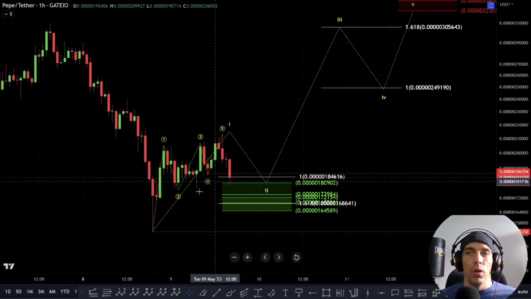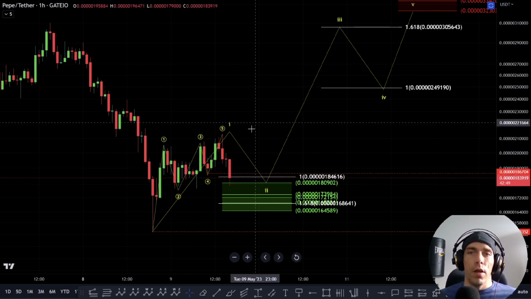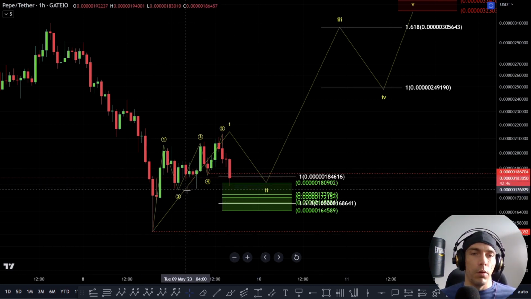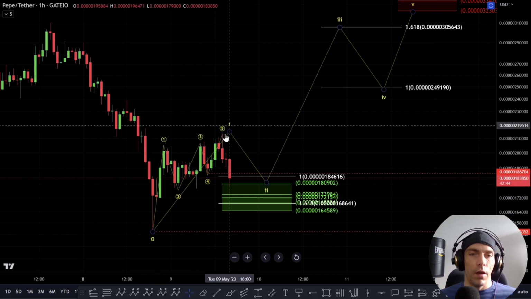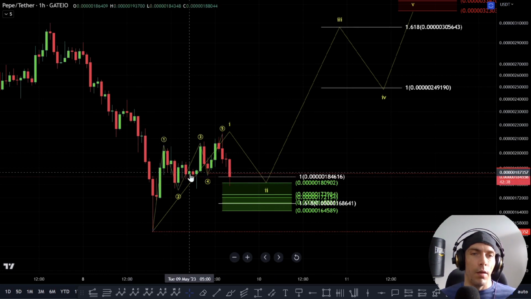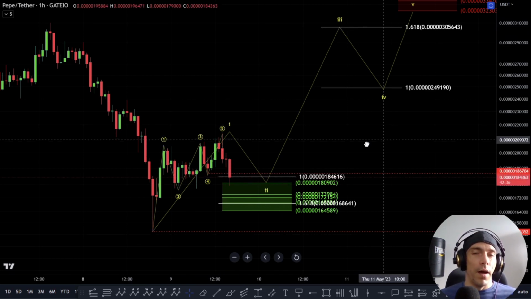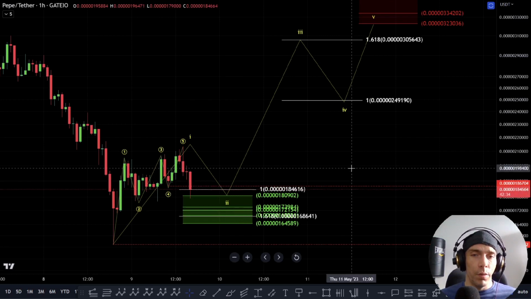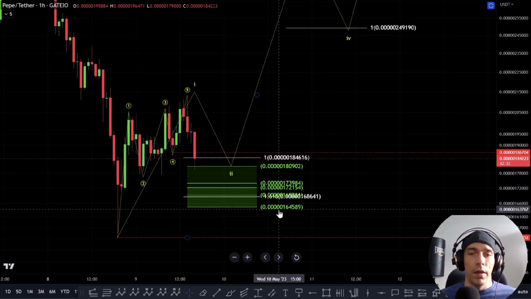Obviously, we need to be careful within these sorts of moves because these coins, particularly these smaller caps, will really move. And what we could actually have, where I'm counting this as a diagonal here, is it could even be 1, 2, and then we have another 1, 2 here, and then we look to break up, and then that pushes this target up higher. But the idea would remain the same.